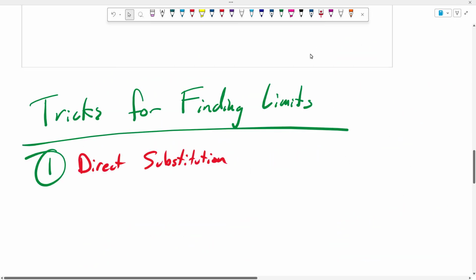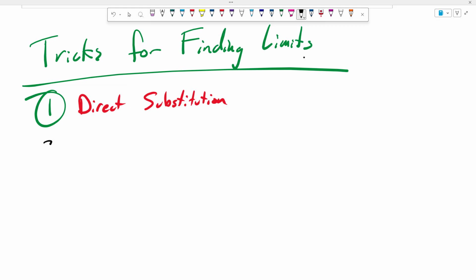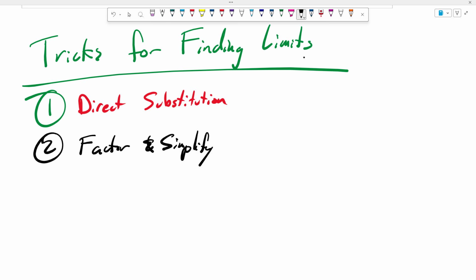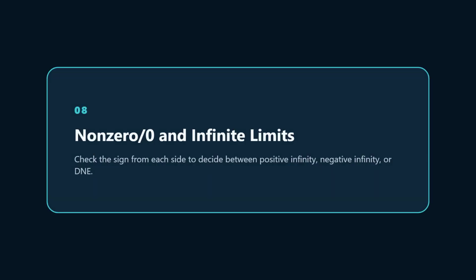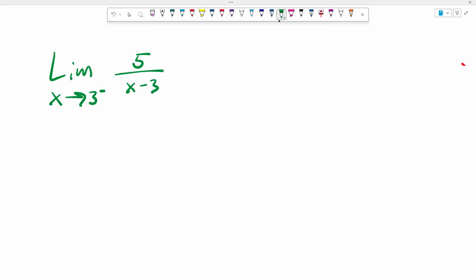Okay, so trick number 2 is factor and simplify. And we often do this trick when you end up with 0 over 0. What's the first step we always do? Direct substitution. And again, I do it on the side.